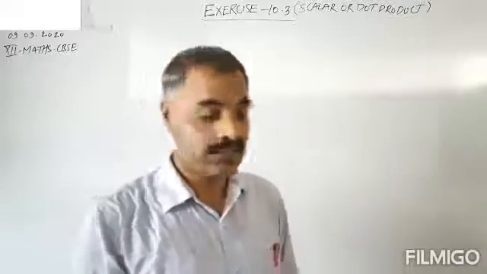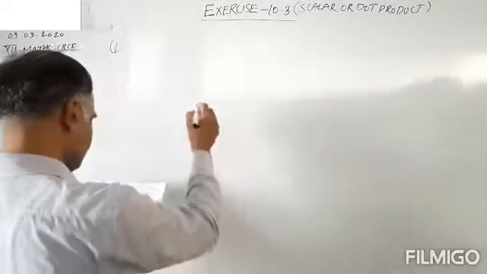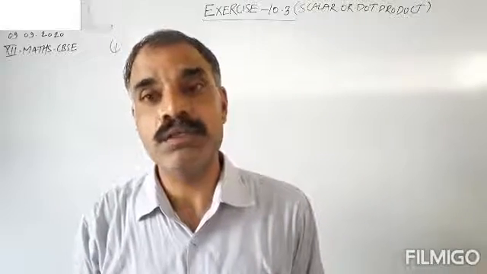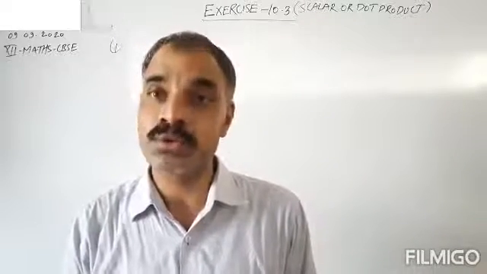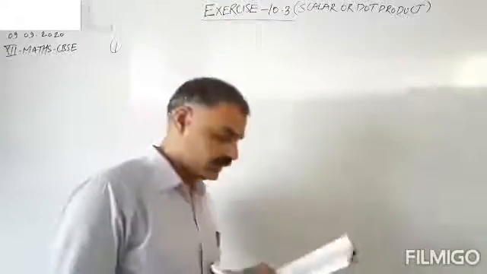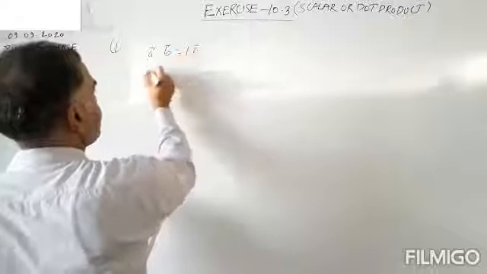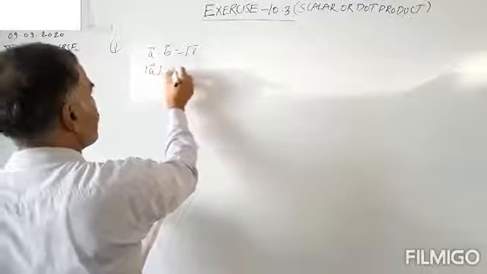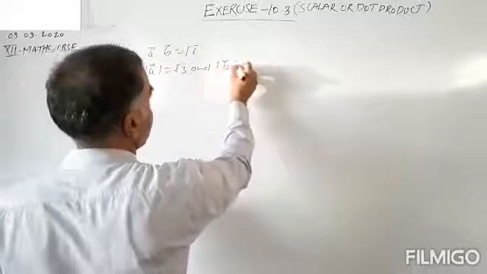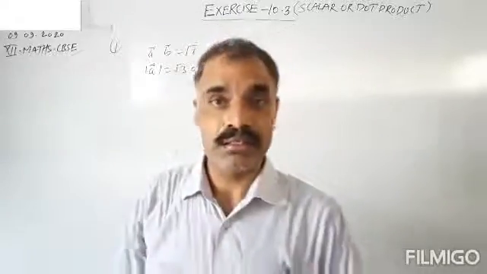Question number first of the exercise is: find the angle between two vectors a vector and b vector whose magnitudes are under root 3 and 2 respectively, and having a vector dot b vector equal to under root 6. Means a vector dot b vector is given as under root 6. Magnitude of a vector is given as under root 3 and magnitude of b vector is given as 2. And we have to find out the angle between a vector and b vector.